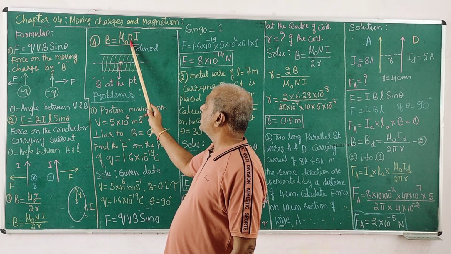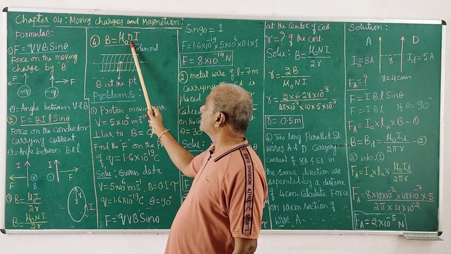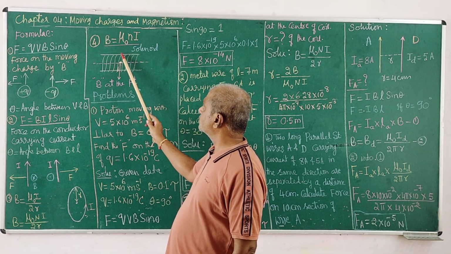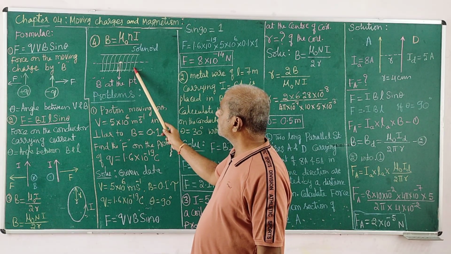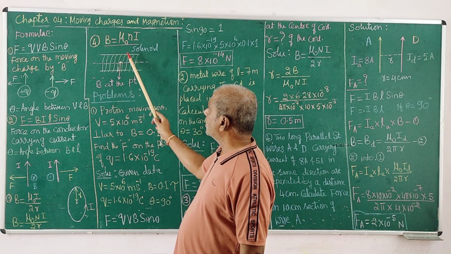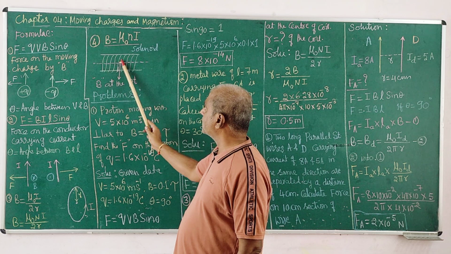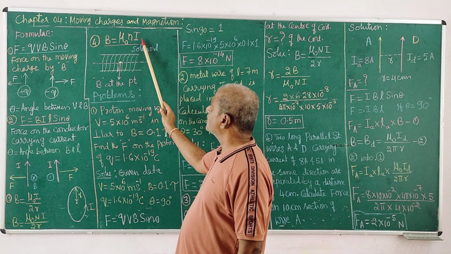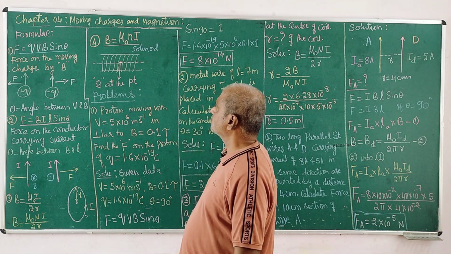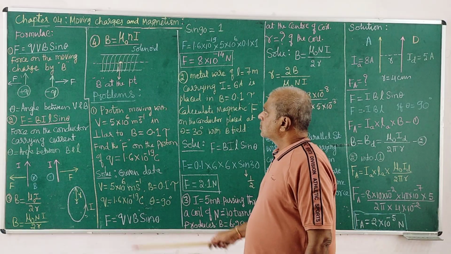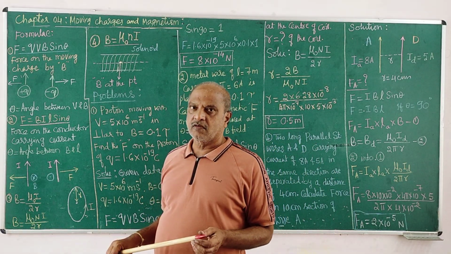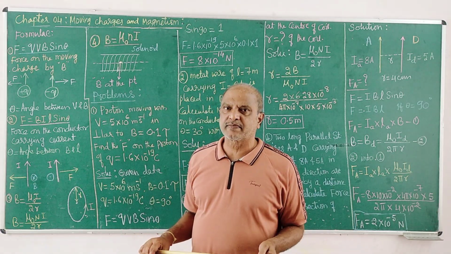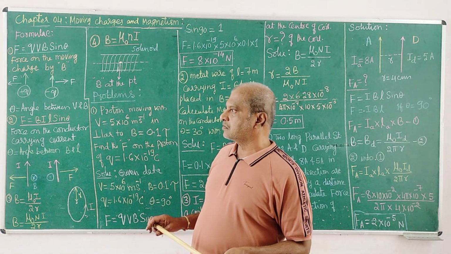magnetic field. n is the number of turns per unit length of the solenoid. I is the current strength flowing through the solenoid. So these are the equations we have set. Let us see what types of problems we can expect on these equations.